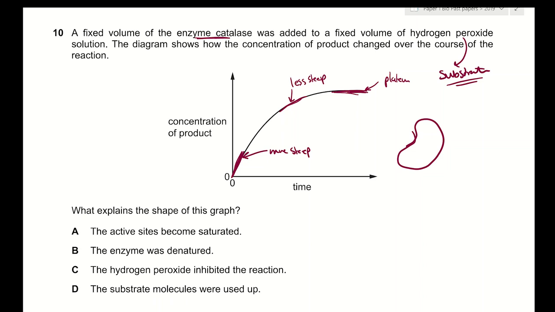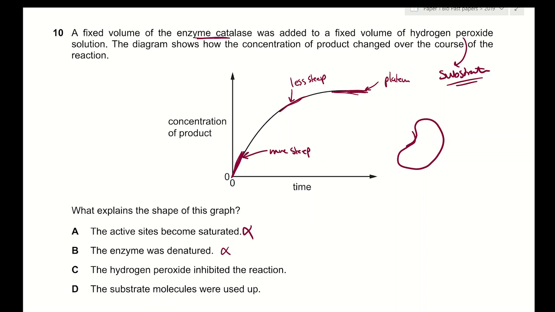Now, let's see the suggestions that we have here. What explains the shape of this graph? A. The active sites become saturated. Now, this is incorrect because as we said, at the start it's saturated and at the end there are fewer substrate molecules, so they are less saturated. Therefore, this is incorrect. B. The enzyme was denatured. No, it wasn't denatured, because if the product concentration is increasing, this means it's not denatured yet.